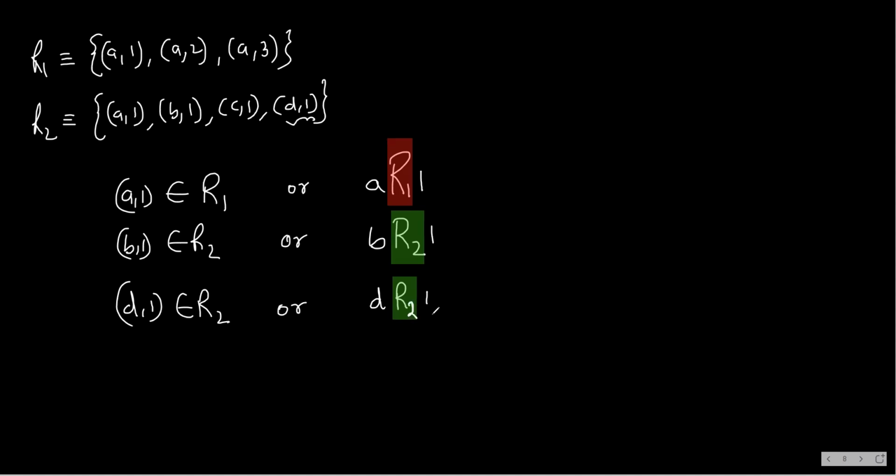So what is the meaning of D R2 1? D R2 1 simply means that D comma 1 is an element of relation R2. So the first component D is related to the second component 1 under the relation R2. That is what it means.